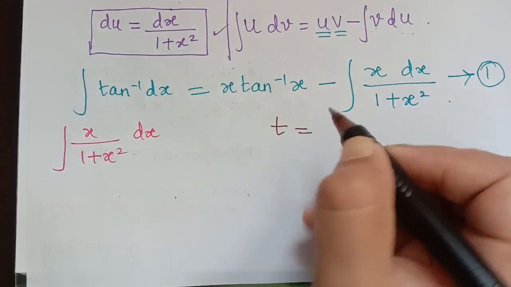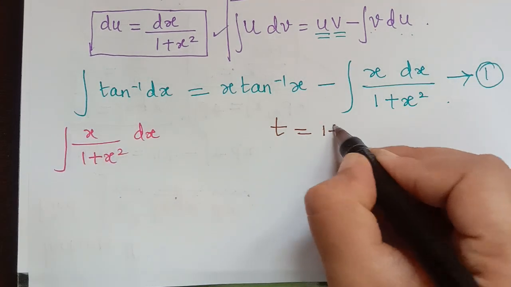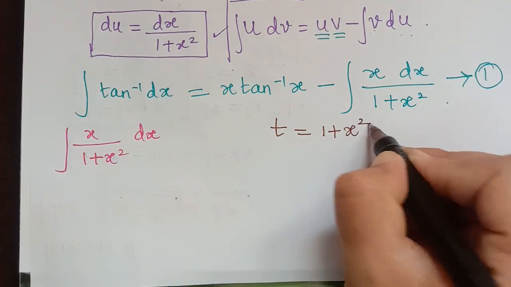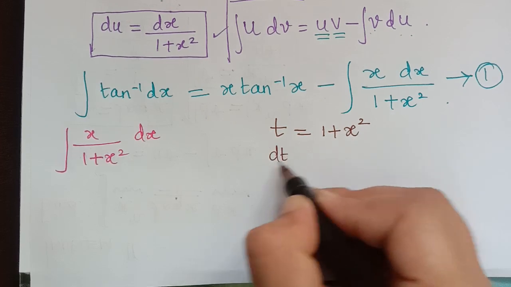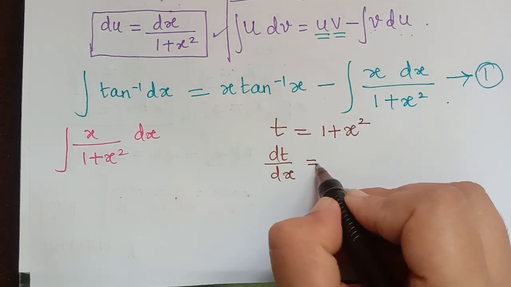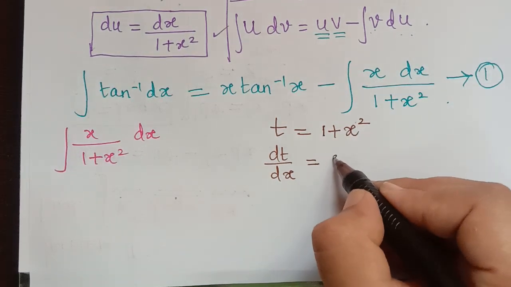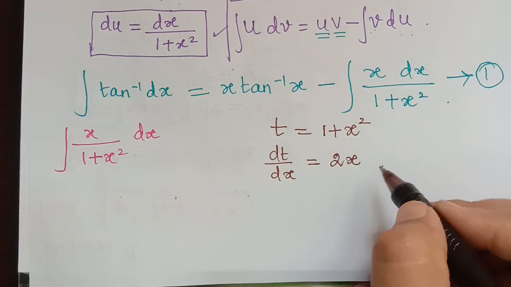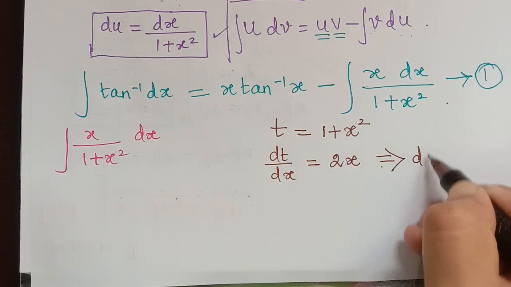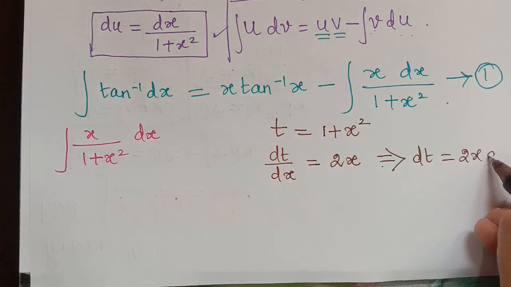t is equal to, in the denominator we have 1 plus x square, so let us take it as t. So t equals 1 plus x squared. From this, we differentiate with respect to x to get dt by dx. The differentiation of 1 is 0, and the differentiation of x squared is 2x. So from this, taking dx to the right, we get dt is equal to 2x dx.